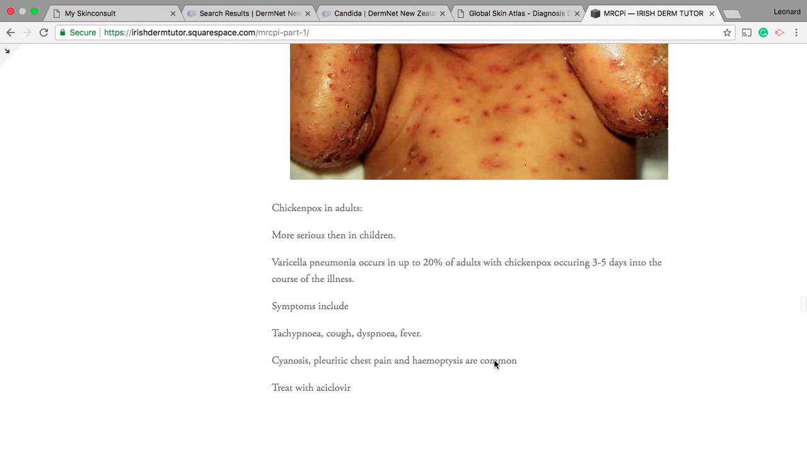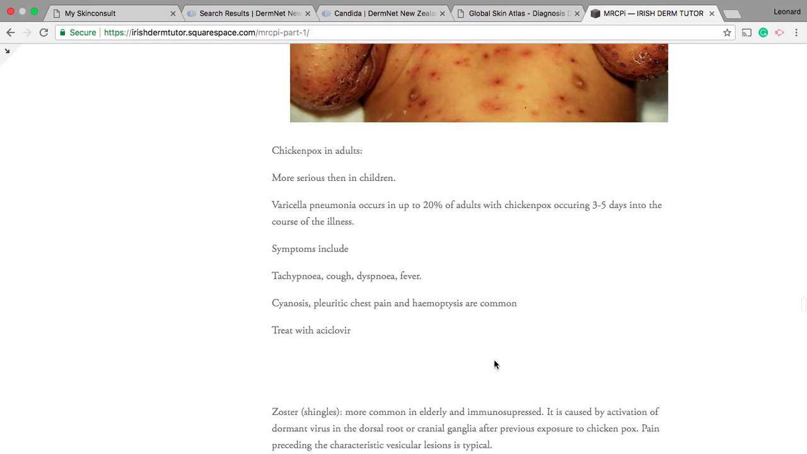So chickenpox in adults is much more serious than in children. You can get a pneumonia in about 20% of adults, occurring about 3 to 5 days into the course of illness. So if an adult has chickenpox, you need to look out for the classic symptoms of pneumonia, such as tachypnea, cough, dyspnea, and fever. They can also get cyanosis, pleuritic chest pain, and hemoptysis. And you'll probably need to treat them with IV antivirals, such as acyclovir, in these cases.